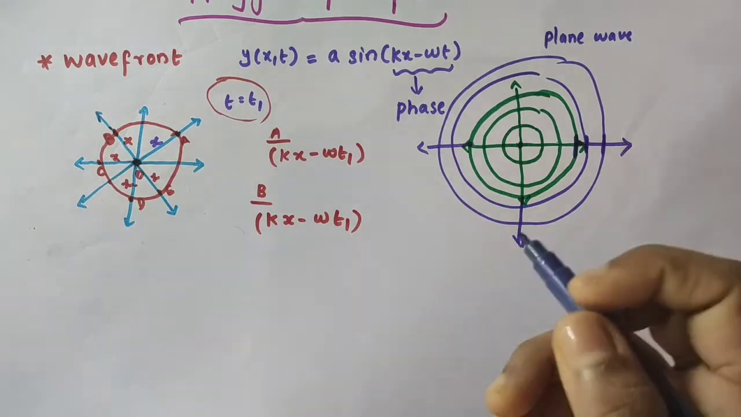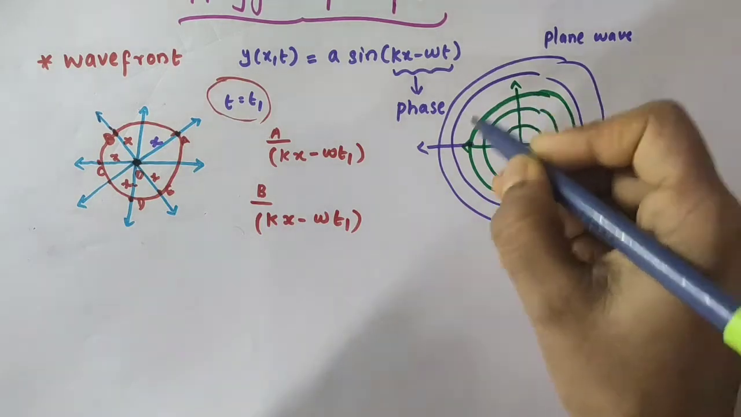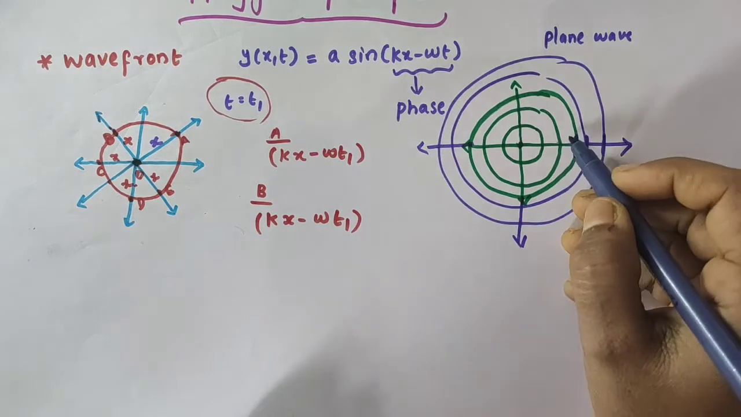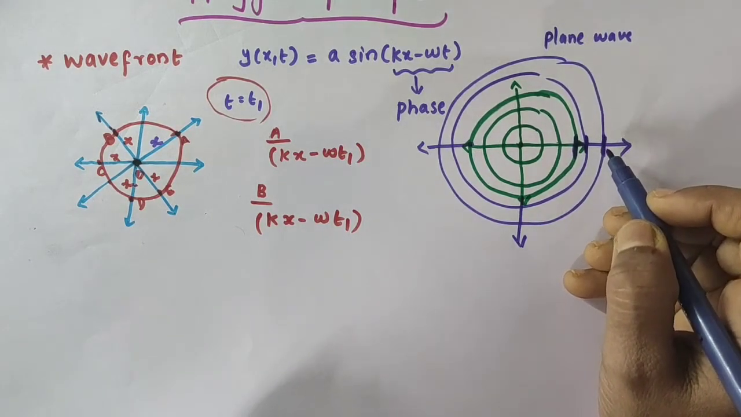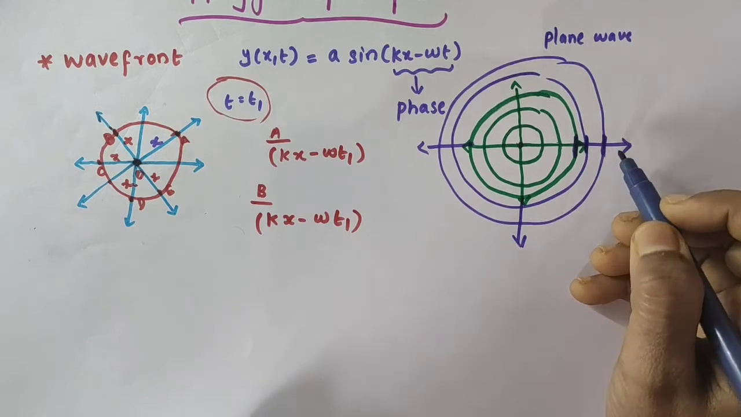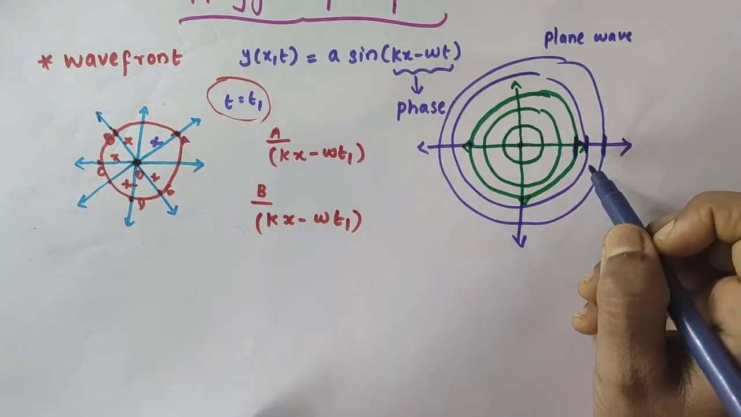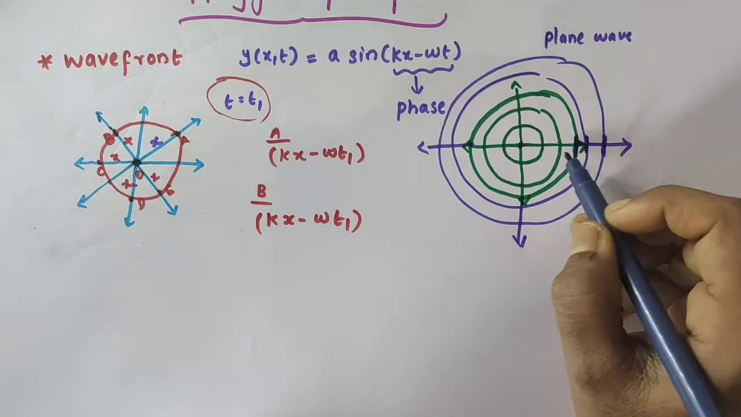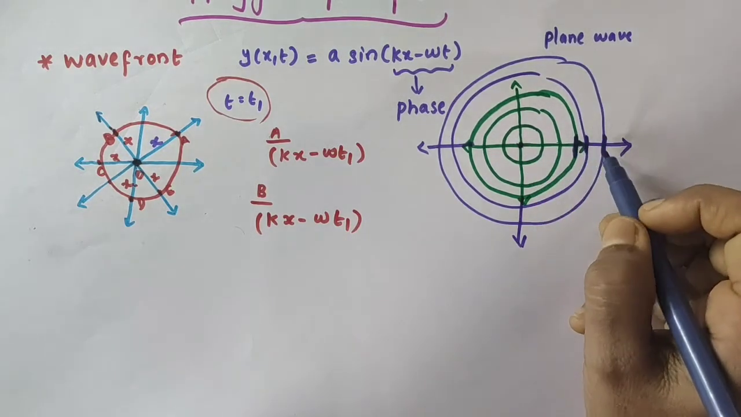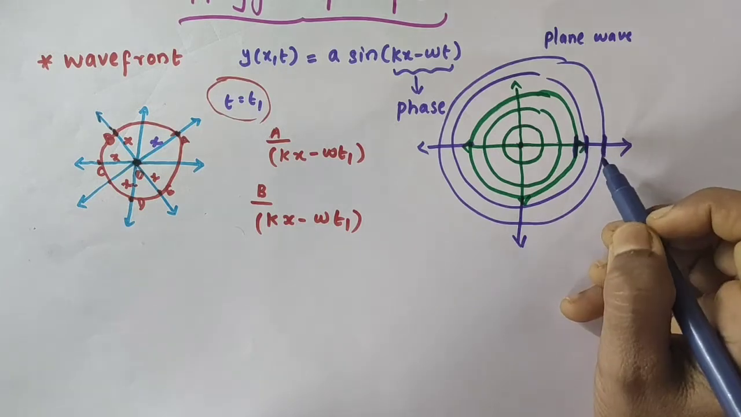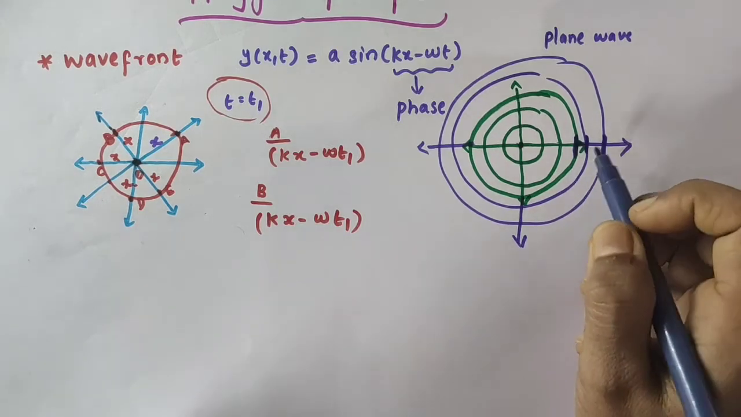Now, at a large distance from the source, a small portion of the sphere can be considered as a plane, and we have what is known as a plane wave. That is, at a large distance from the source, a small portion of the spherical wave can be approximated by a plane wave.